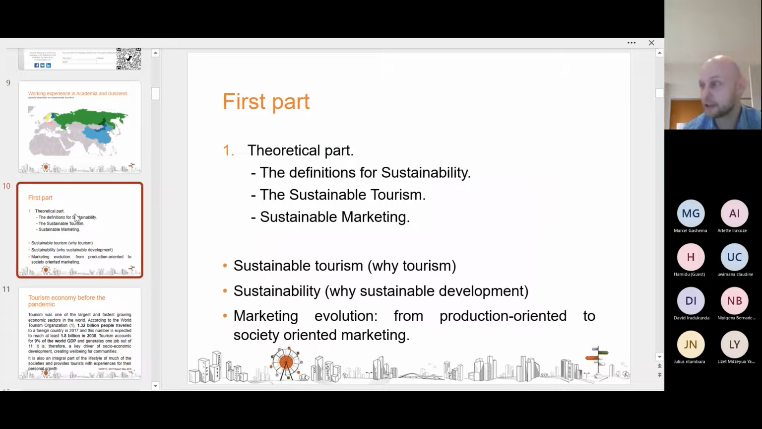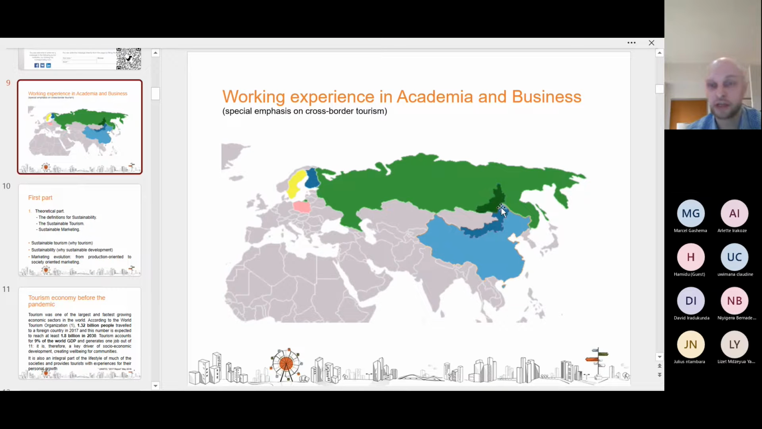Okay, so let's proceed to the content. The definitions for sustainability, sustainable tourism, and sustainable marketing. So first, why sustainable tourism? Because tourism is one of the leading industries in the world. It was ranked number 3 before the pandemic. During the pandemic, some types of tourism even stopped, for instance, cross-border tourism between China and Russia. There is no such tourism right now because the border has been closed since February 2020.